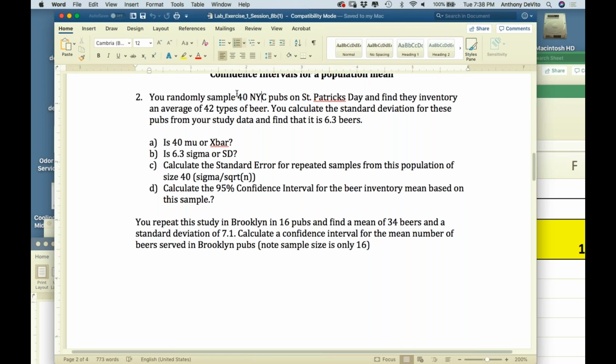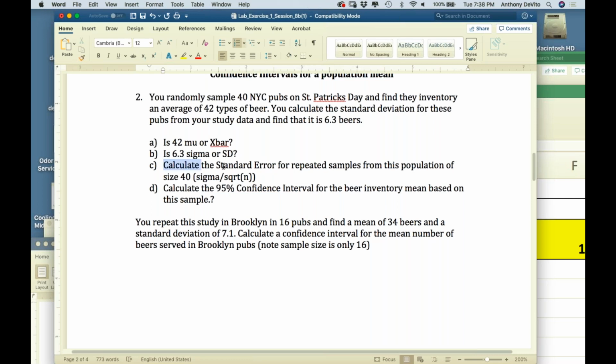Right. Well, 40 actually is the sample size, right? The real question is: is 42 mu or X bar? Look right there. Okay, so it's X bar. It's a sample mean. We didn't sample every pub in New York City. We only sampled 40 of them, randomly selected 40 and sampled it. So 42 is X bar. Is 6.3 sigma or standard deviation? Right? It's a standard deviation, because again, it's a sample that we're working with.